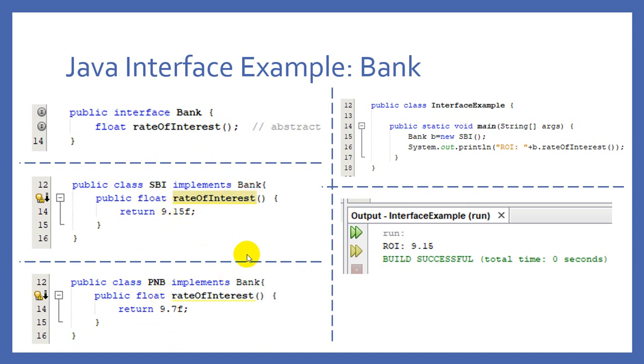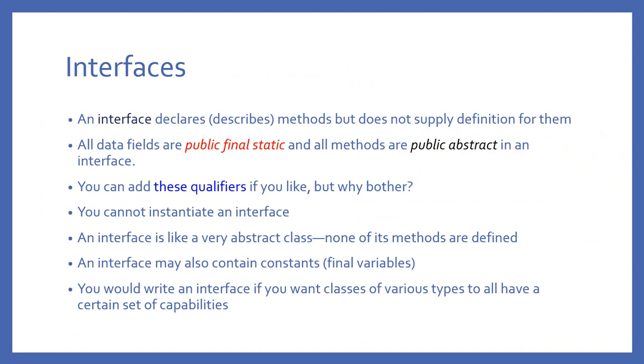So you can define your own functionalities. Those two classes just implemented Bank, so the function is common, but their functionalities are different, right? In that case, whichever bank is instantiated can use its own rate of interest, and you can get them out, right? This is basically the example.